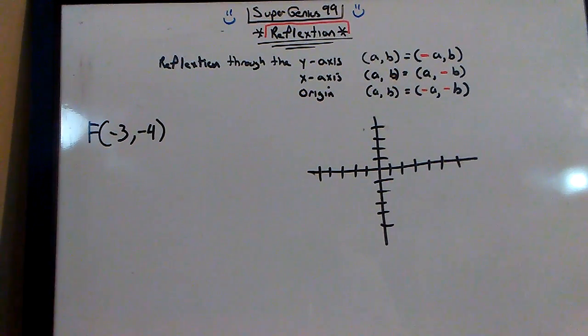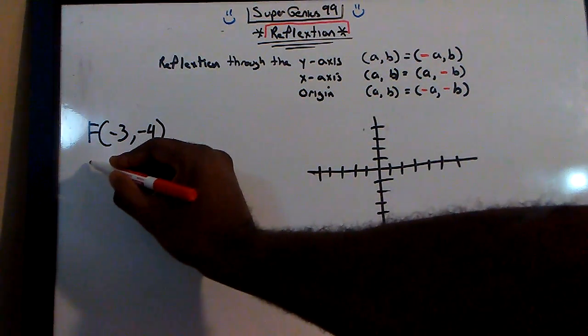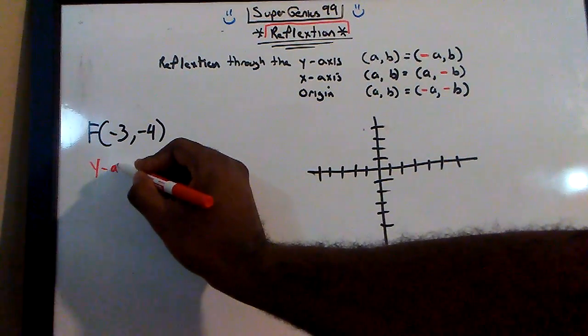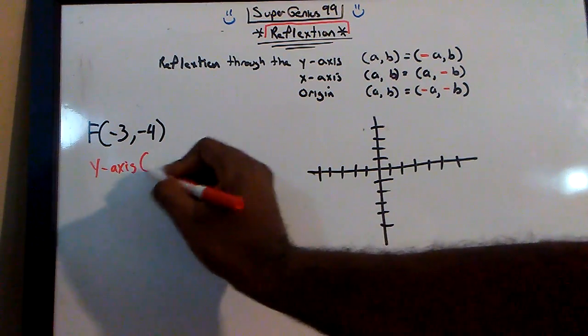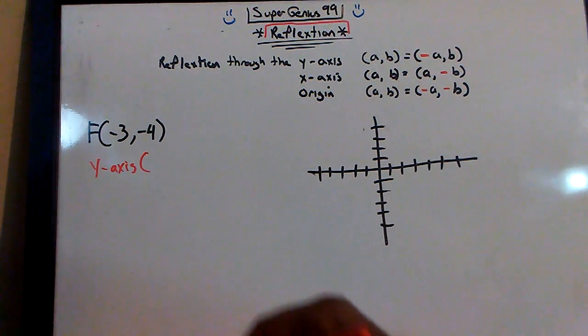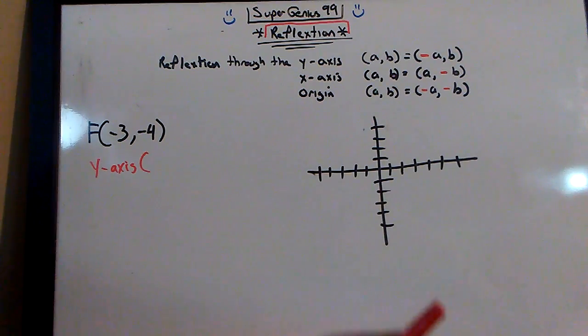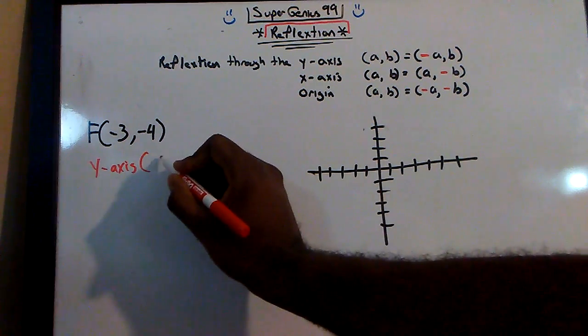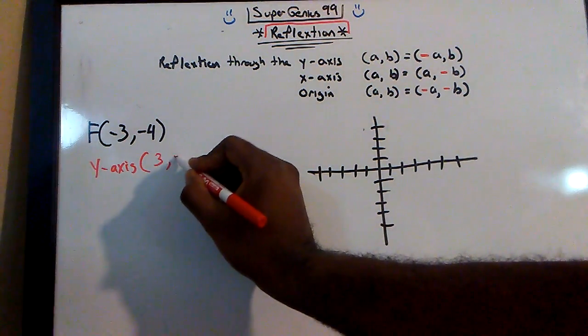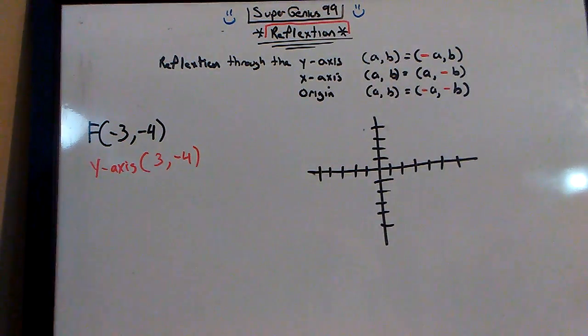Let's try another one. Okay, here we have the point F. It's negative 3, negative 4. So we're going to do our reflection across the y-axis. When we reflect across the y-axis, we change the sign of the x value. So it was negative, now it's positive. The y value stays the same.